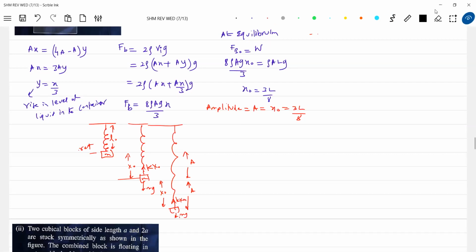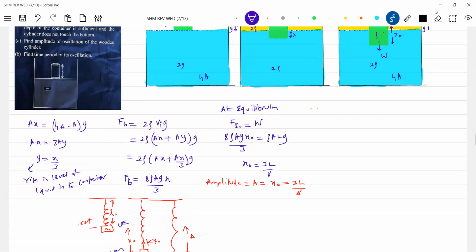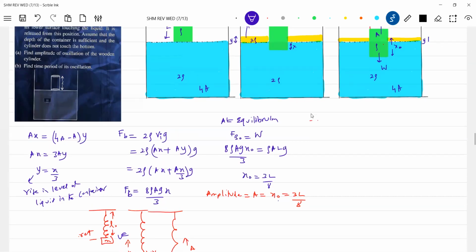I'm just correlating the ideas I have from the spring block. Released from rest, mean position, then lower extreme. This is the upper extreme, mean, lower extreme. So the distance should be the amplitude. Please correlate, it'll be easier. So is it justified now? This should be the amplitude. Okay, now let's come back to the time period.